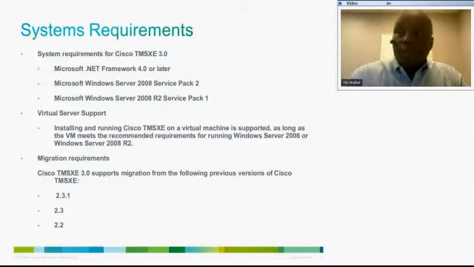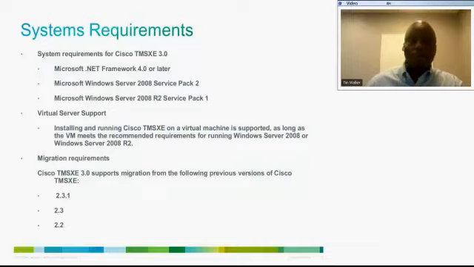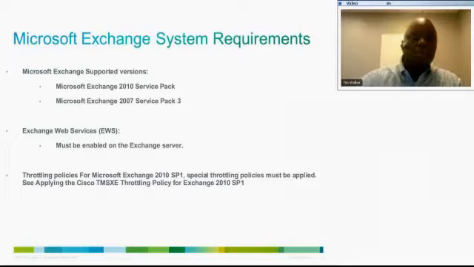In order to be able to migrate from the previous version of the TMSXE, you need to be running one of the three following versions: TMSXE 2.2, 2.3, or 2.3.1. On the Exchange side, you need to be running Microsoft Exchange 2010 with Service Pack 1 or Exchange Server 2007 with Service Pack 3. Exchange 2003 at this point is not supported, although we do support migration from that previous deployment of the TMSXE to 2007, and I'll cover that later on.